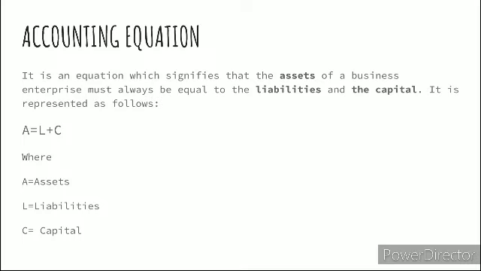A business can get money only from two sources. One, either it should be given by the proprietor or the owner of a business, or it should be from outsider sources. Who are they? It can be a bank, it can be creditors, or someone who gives us a loan.